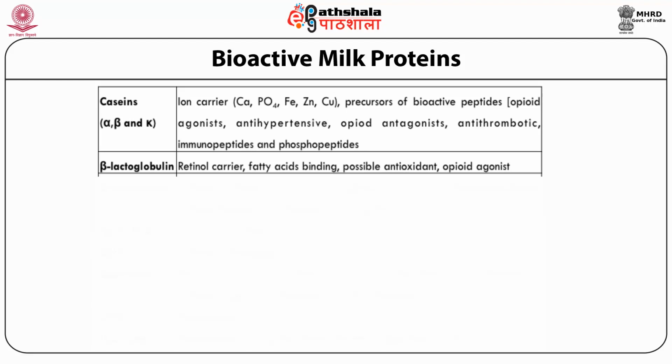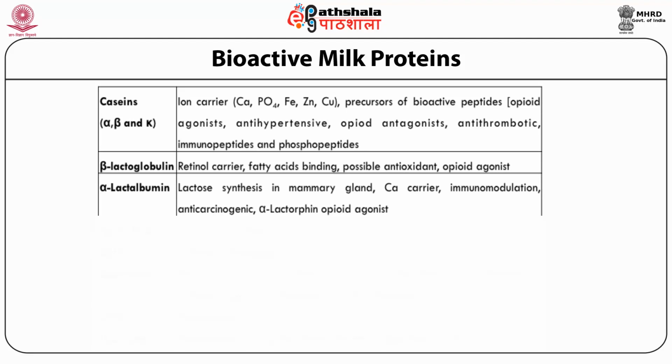The third milk protein is alpha-lactalbumin. It helps in lactose synthesis in the mammary gland, acts as a calcium carrier, helps in immunomodulation, acts as anti-carcinogenic, and opioid agonist alpha-lactorphin.